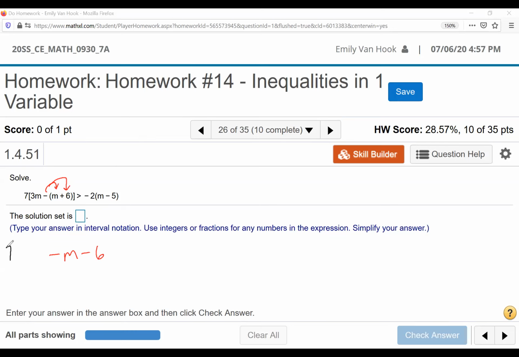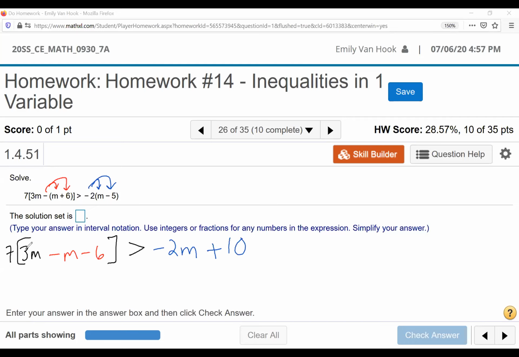So 7 square bracket 3m. And then we already have the minus m minus 6. Close up the square bracket. And then greater than, let's just distribute on that other side as well. The negative 2 can be distributed through the parentheses. That becomes negative 2m, and then negative 2 times negative 5 is positive 10.